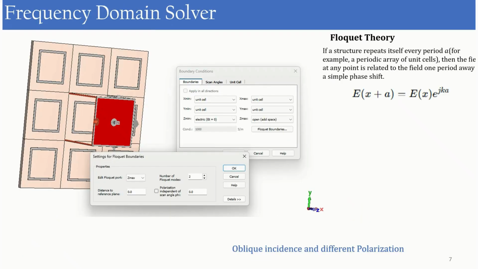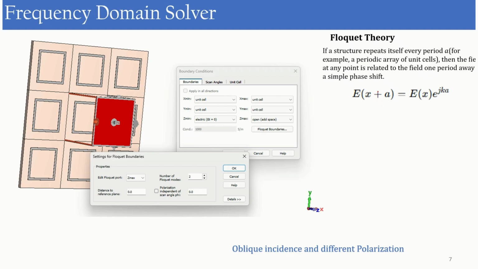The main advantage of the frequency domain solver is that it supports oblique incidence and different polarizations. The reason it can support these is that this solver is based on Floquet theory. Floquet theory states that if we have a periodic structure and want to find the electric field on a cell, it depends upon the electric field on the reference cell by a phase shift. That is this expression, which shows that the electric field on any cell, that is E(x + A), where A is the periodicity, is related to the reference cell by a phase shift. This forms the basic idea of the Floquet theorem.